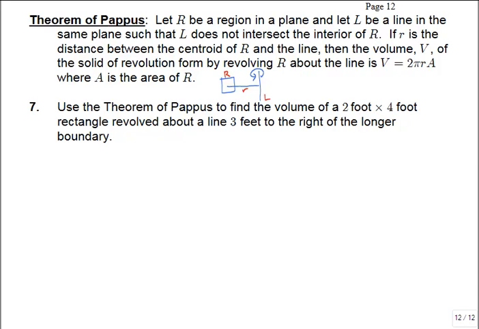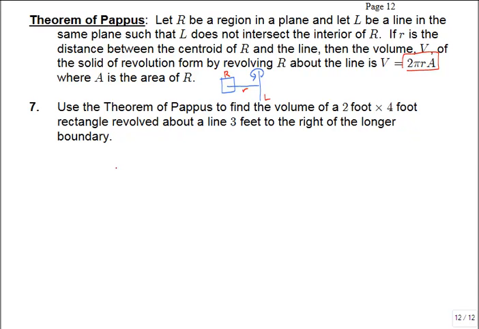So this Pappus theorem basically gives us a quick, easy way for calculating a volume of revolution. Otherwise, we'd have to do that whole disk, washer, or shell method, which is pretty time consuming. So if we know what the centroid is of our region and we can visualize this picture that's going on, then this is a really nice, quick, easy formula to use.